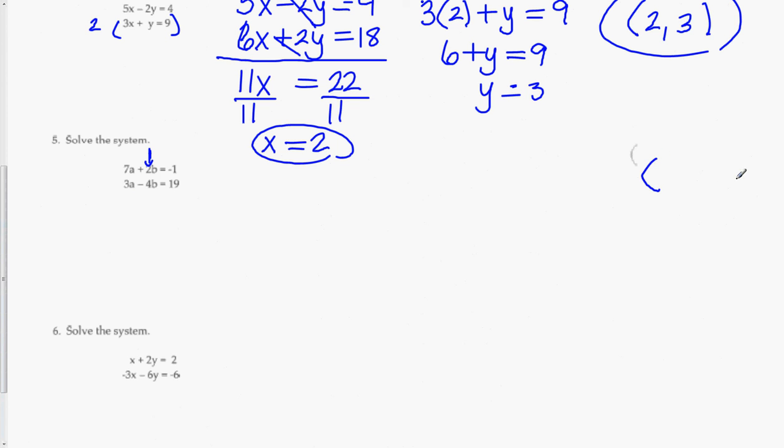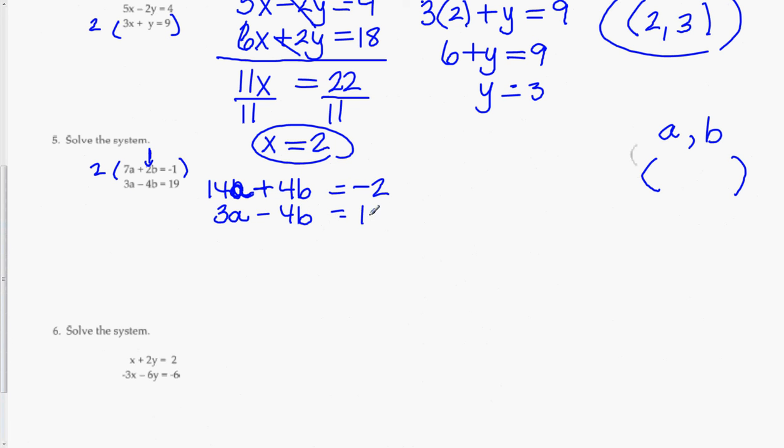So in this case, because it's a and b, a is going to come first and b is going to come next. That's a little odd too because we haven't done a's and b's. So I'm going to multiply this top equation by a 2. And then that's going to have them lined up where I'll have negative 4b and positive 4b. So that's going to give me 14a plus 4b equals negative 2. And I'm going to have a 3a minus 4b equals 19. So you can see the b's cancel now.